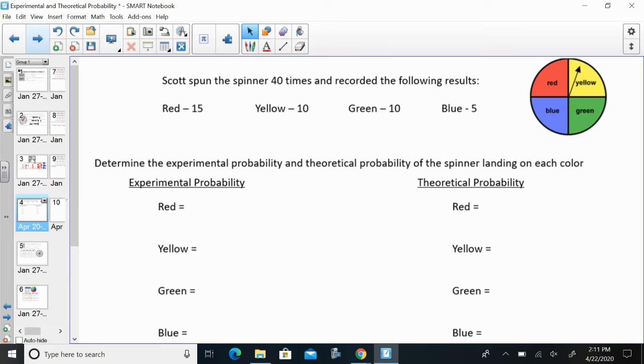All right, we're going to look at the next page of your notes. We've got Scott. He's also spinning a spinner. You'll notice that the spinner has 4 equal sections, a red, a yellow, a blue, and a green. I want you to fill out this chart, pause the video. You're going to record experimental probability versus theoretical probability.